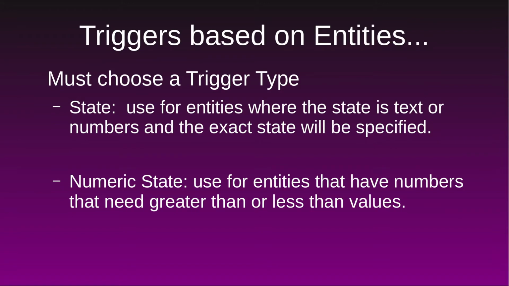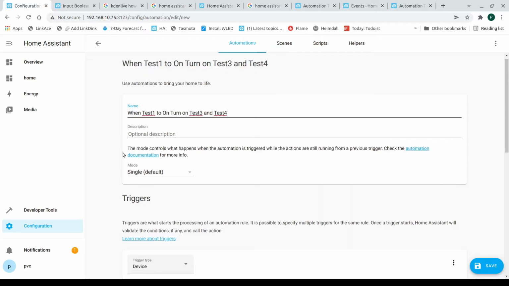The trigger type of state is also used for numbers, where you will specify an exact number, such as when the temperature changes to 30 degrees. Numeric state is used for numbers that must cross a threshold, like temperature greater than 30 degrees. Numeric state allows Home Assistant to do some comparative math to find greater than or less than values.